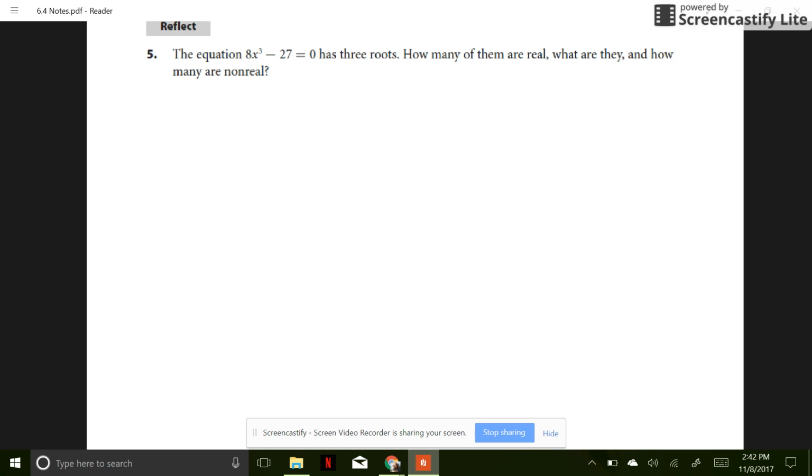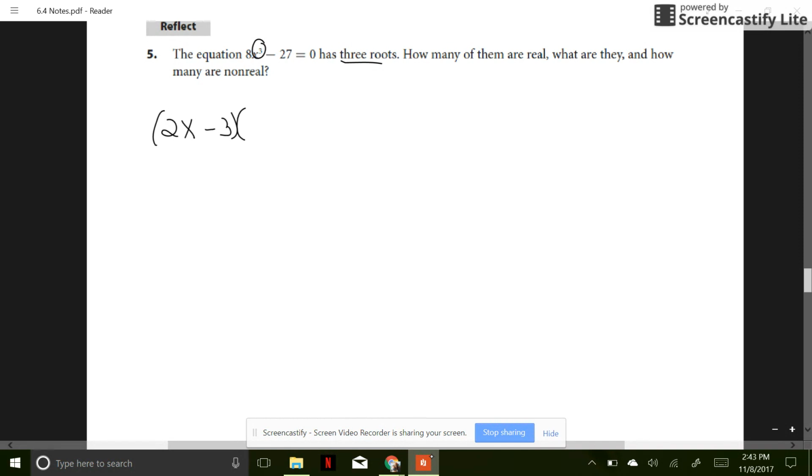So the equation 8x cubed minus 27 equals 0 has 3 roots, because it's a cubic function. We want to determine how many are real, what are they, and how many are non-real. So we did just factor this. It became 2x minus 3 and 4x squared plus 6x plus 9.